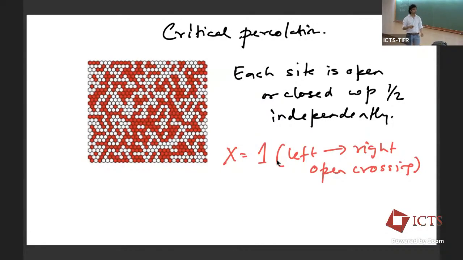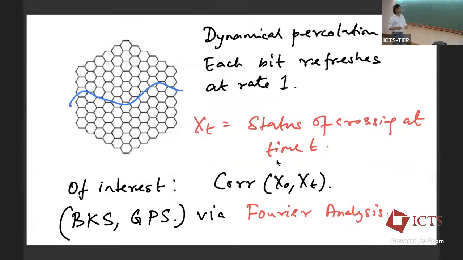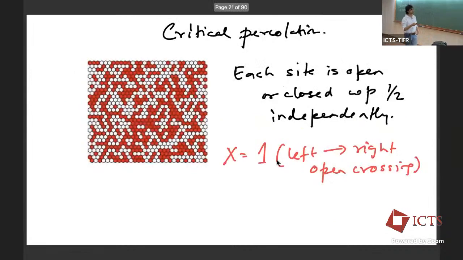I give you the coloring. X is either 1 or 0, depending on whether there's a crossing of red paths, red vertices, from the left to the right. Okay, and again, this is now a discrete model. There's no Gaussian anymore. Okay, so the dynamical model here is you simply take this. Each vertex comes with a Bernoulli, a 0 or 1, depending on what the color is.